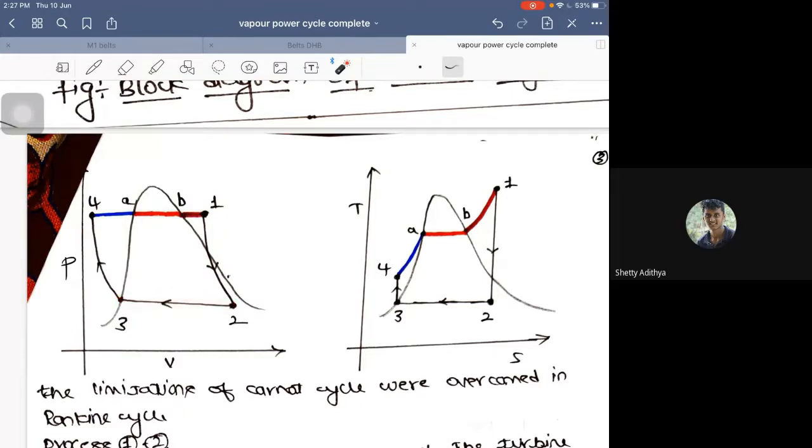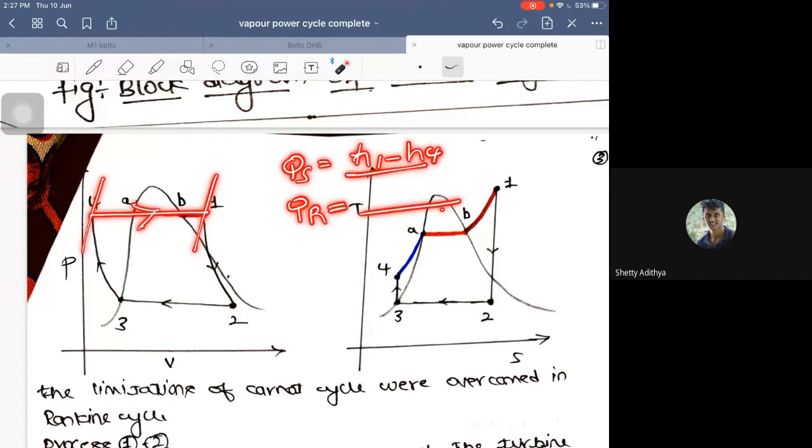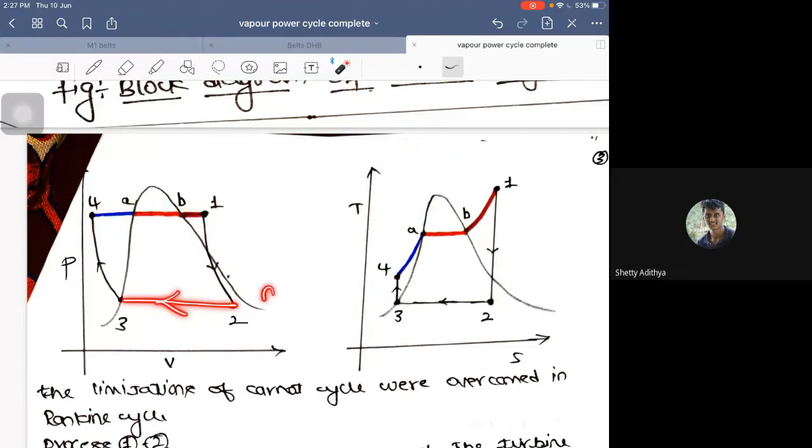So when I consider 4 to 1 as a whole process, how will you calculate the value of QS in terms of enthalpies? Only one process: H1 minus H4. Excellent. So it is H1 minus H4. Now, how will you calculate the heat rejected? Heat rejection takes place in the condenser. How will you calculate it? H3 minus H2. Excellent.